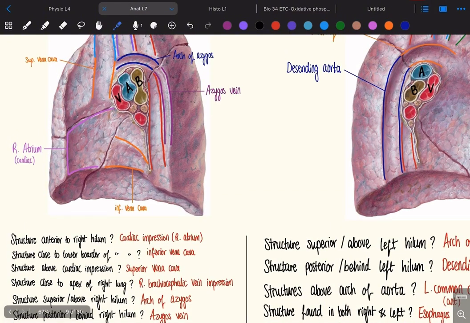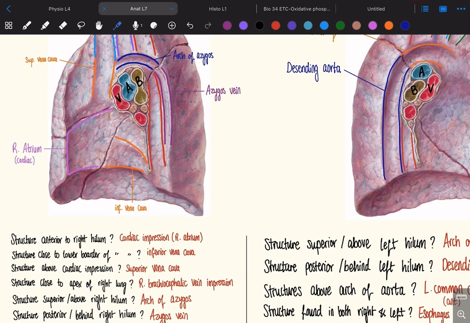The first question we said here is the structure anterior to the right hilum. So we're going to use the hilum as our reference point where we say anterior, posterior, superior to the hilum, okay? So the structure that is anterior, meaning in front, of the right hilum is going to be the cardiac impression, also known as the impression for the right atrium. The right atrium is one of the chambers of the heart. This is the impression that the right atrium sits in. So anterior to the right hilum we have the cardiac impression or the right atrium impression.